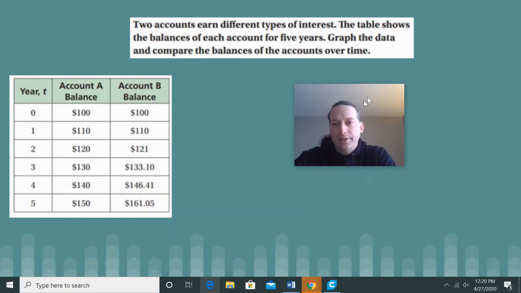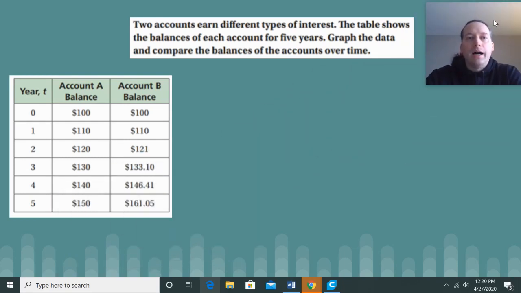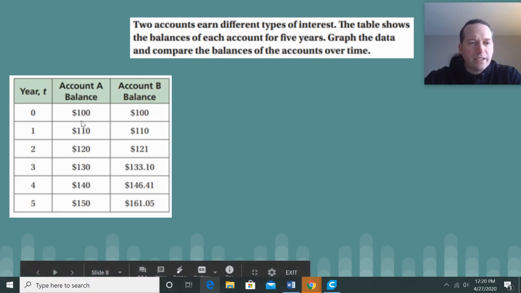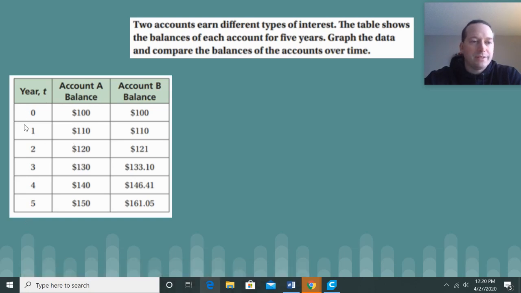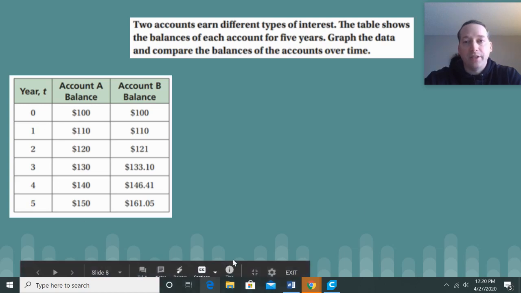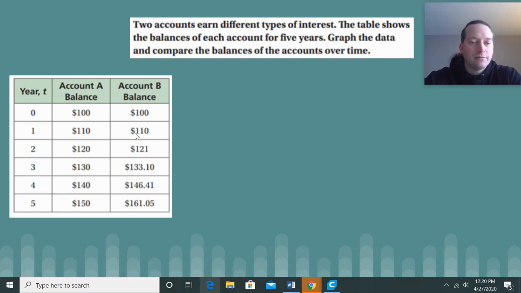So now let's look at a situation of something like this. Two accounts have different types of interest. The table shows the balances of each account for 5 years. Graph the data and compare the balances over time. Obviously you can see this goes up by 10 each time. Since this is consistent, A is going to be linear, and you'll see that in a second when we graph it. If you look at B, this one goes up by 10. Then it goes up by 11. Then it goes up by 12.1. Then it goes up by 13.31, and so on and so forth.